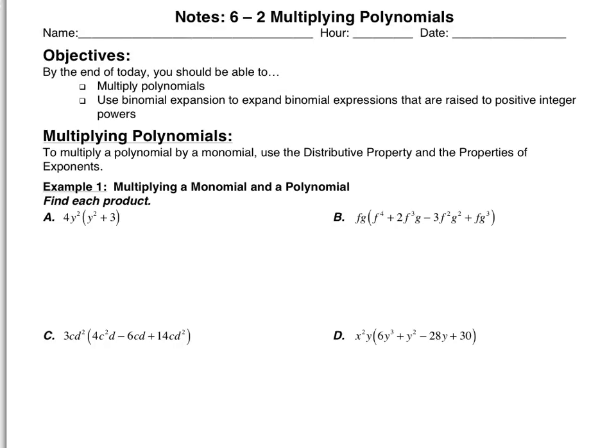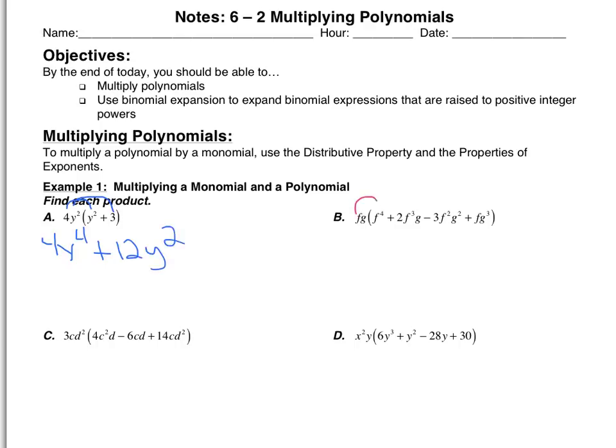In this set of video notes, we're going to look at multiplying polynomials using our exponent rules from previous times. To multiply a polynomial by a monomial, use the distributive property and the properties of exponents. In number 1, we're going to distribute 4y squared to y squared and 4y squared to 3. So 4y squared times y squared is 4y to the 4th, plus 4 times 3 is 12y squared.